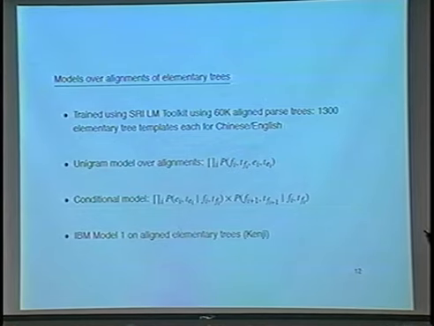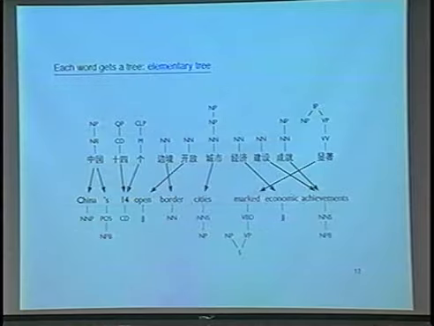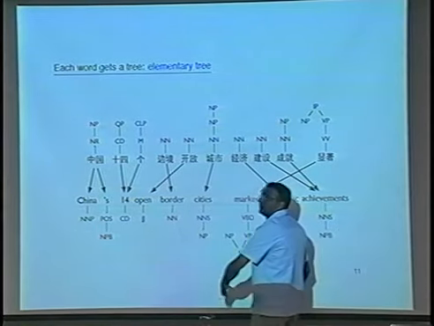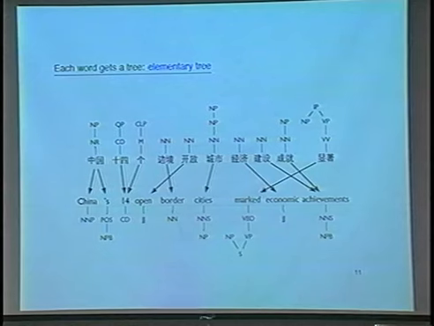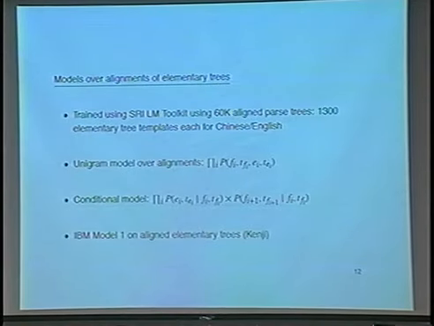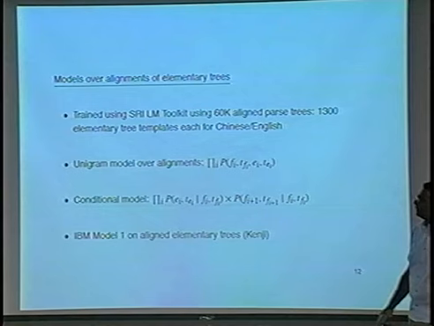If you're curious, the total number of elementary tree templates, that is the tree structures themselves without the words, was about 1300 for Chinese, so it's not that much. But they are larger than part of speech stuff, for example. So, one simple model over alignments. By model over alignments, I mean we start from the Chinese side and then we score each of these alignments in turn using some model. So you can think of it as a language model over alignments.